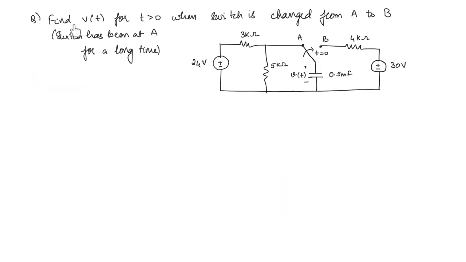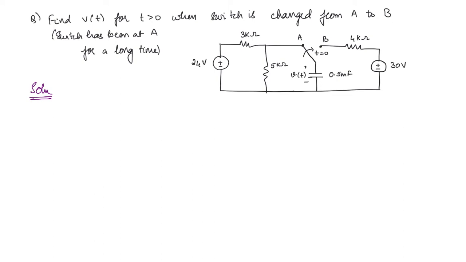Here, find V of t for t greater than 0 when the switch is changed from A to B. The switch has been at A for a long time, and this is the circuit. Now this might seem like a complicated circuit, especially given that you have just learnt the RC circuit. It is actually easy, okay. That is what we are trying to prove here. The transient is actually very simple once you know how to do it in a better, simpler manner.